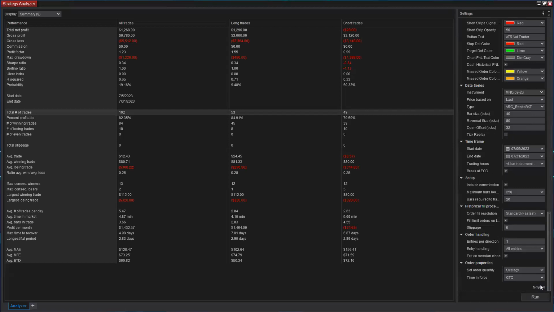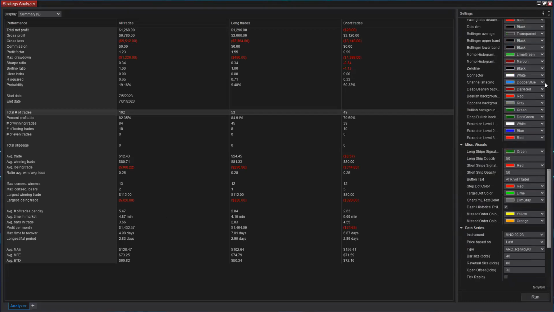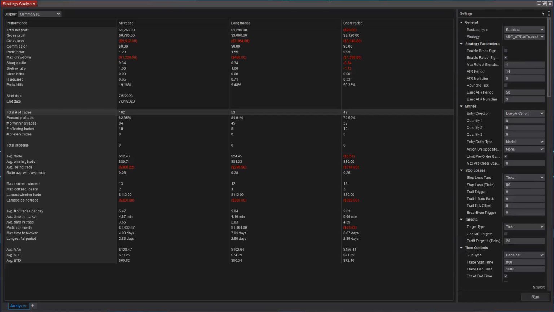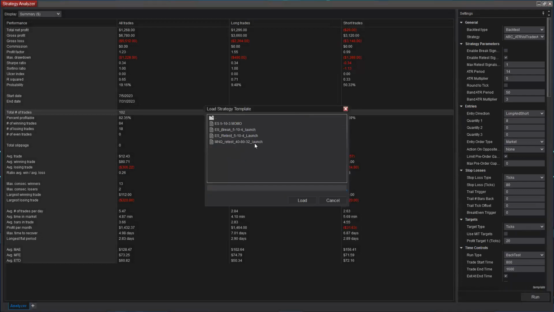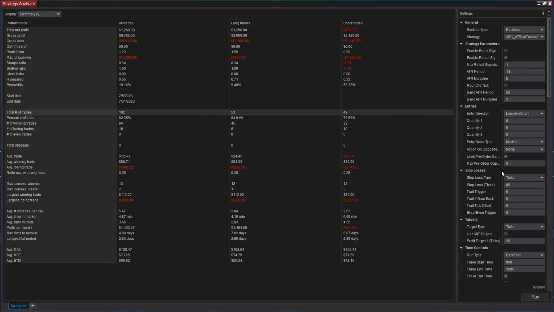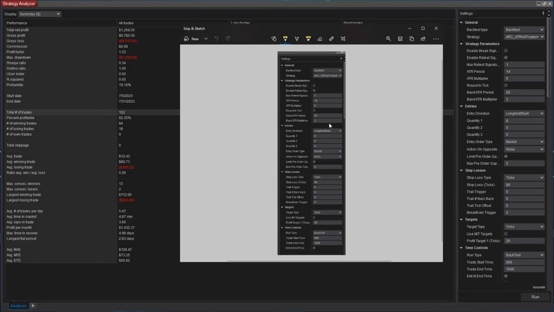Let's take a look at the settings compared to what they were, right? So this is just looking at the month of July. And let's take a screenshot. Okay, so those are our settings. Let's go in now, and we're going to load the original settings that we launched with. Okay, retest. 1, 14, 5, 50 band ATR. 3 band multiplier, 8, 80, 20, 8, 1600.